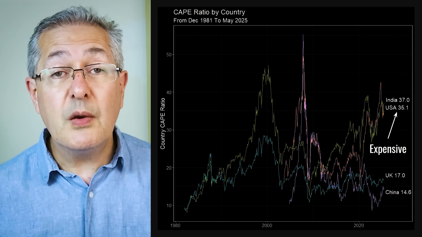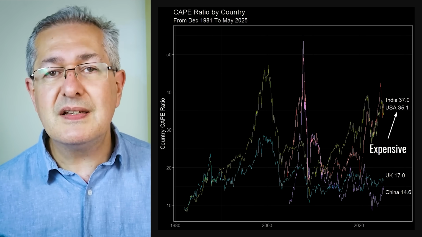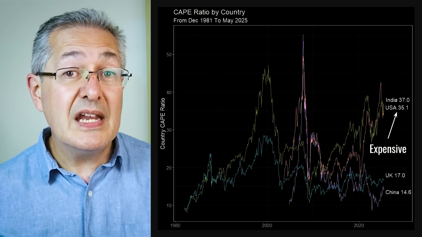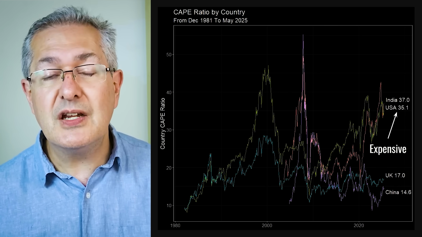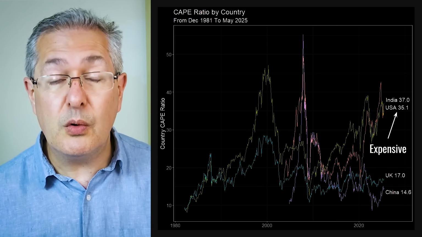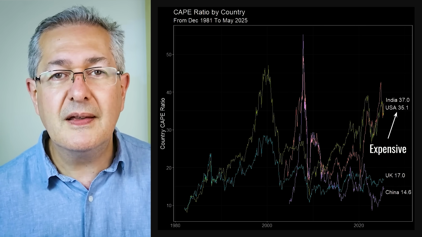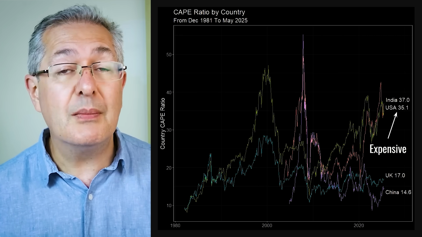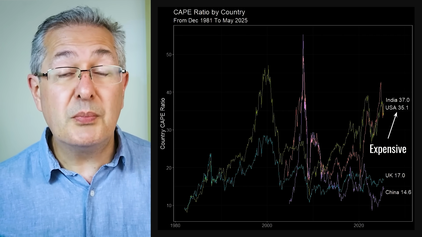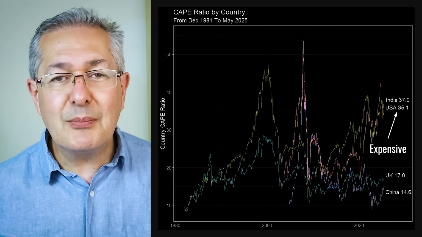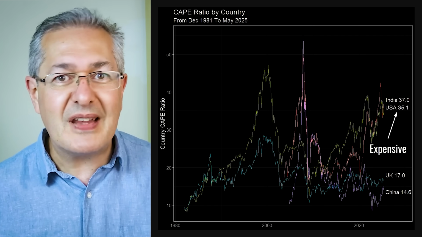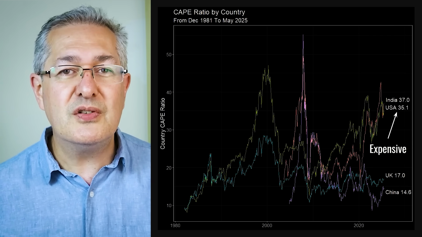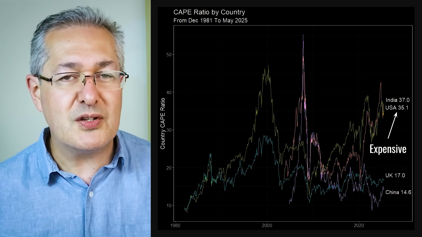Another reason is that the US is very expensive relative to the rest of the world. Here I've shown you the cyclically adjusted price to earnings ratio, or CAPE ratio, from Robert Shiller. But if we looked at almost any other valuation measure, we'd see a similar picture. Whether that's forward price to earnings multiples, trailing price to earnings multiples, price to sales ratio, really whatever you choose to use as your valuation measure.